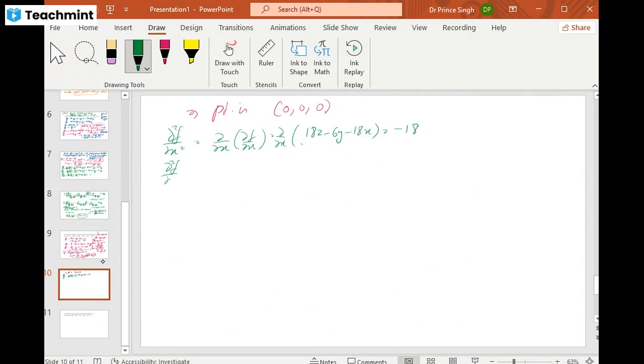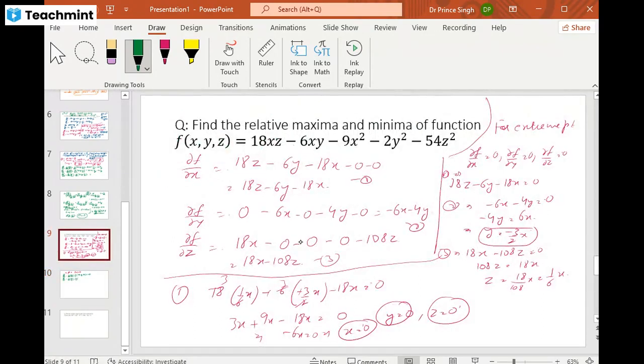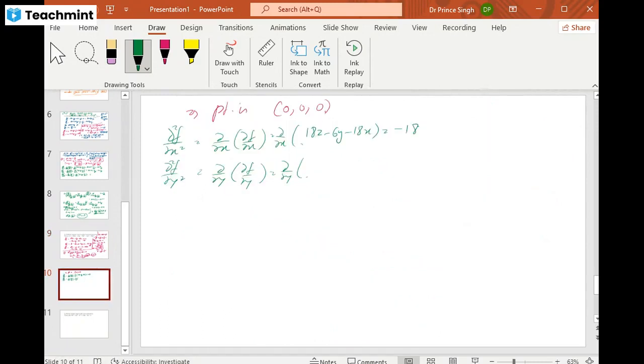∂²f/∂y²: the second order derivative with respect to y is ∂/∂y of (−6x − 4y), and this is −4.